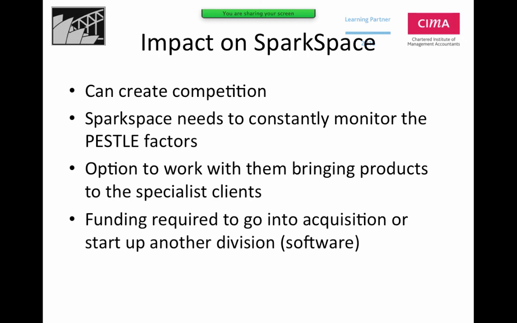So if you are looking into funding or acquisition, if you're looking at acquisitions or any other thing going into software, SparkSpace needs to have a lot of money to do that, right? Any views on this, Sandy?